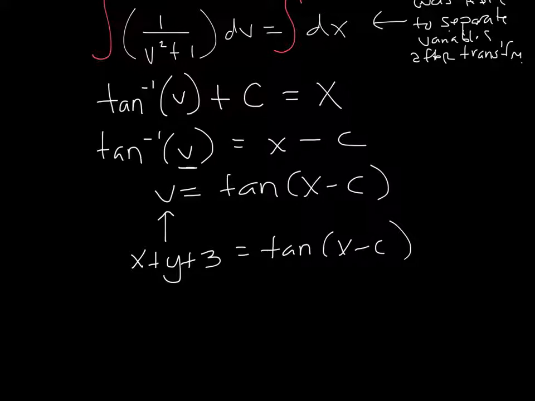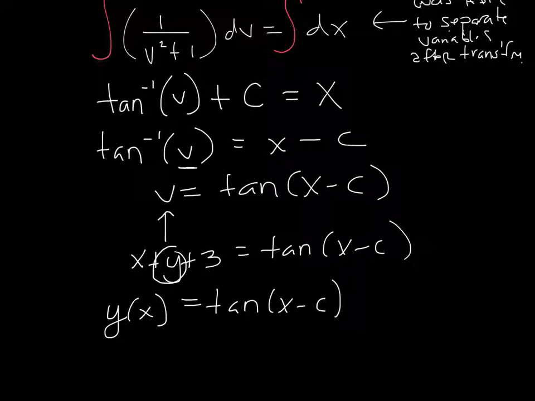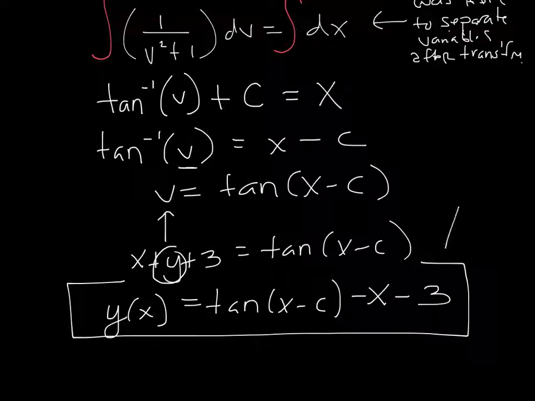So finally, we can see our solution to our differential equation. It's right here. So we can just say y of x, it's a function of x, equals tangent of (x minus c), and I can just subtract that x and subtract that 3. So that is my general solution to this differential equation, because I wasn't given an initial condition. So that's the idea. I don't think it was too long, but again, that's the idea.